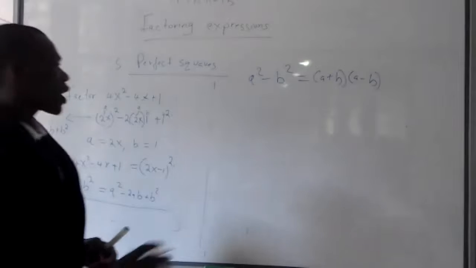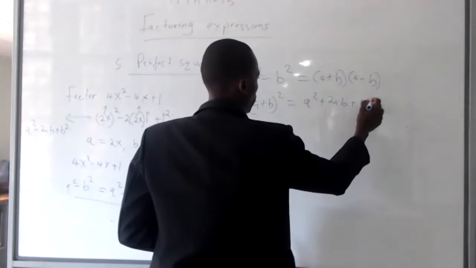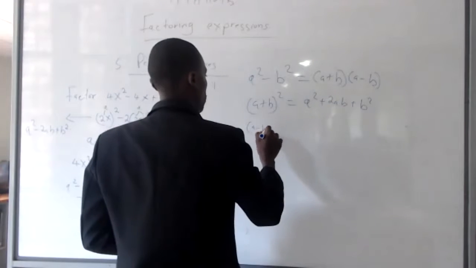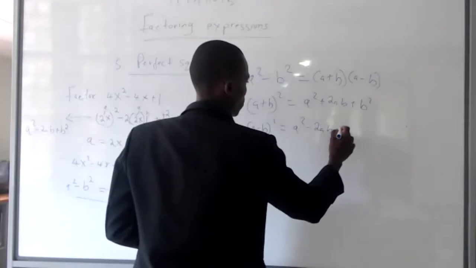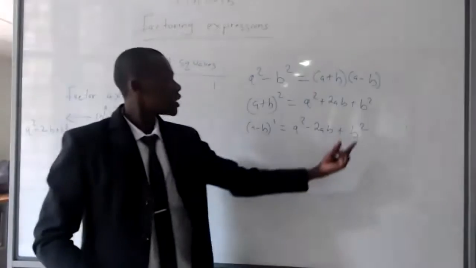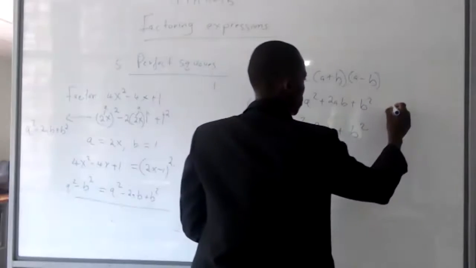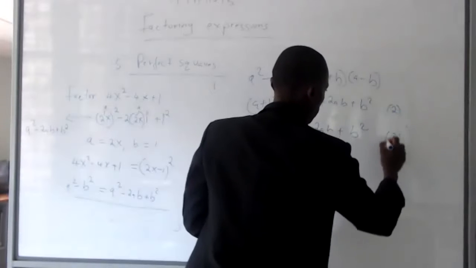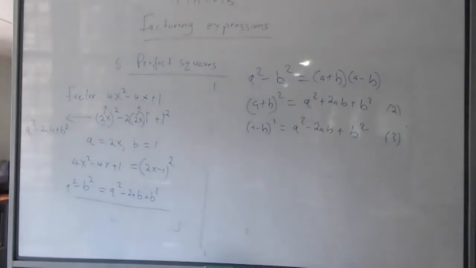And now in perfect squares, we need a plus b squared. This is a squared plus 2ab plus b squared. Then a minus b squared is a squared minus 2ab plus b squared. Oh, I get it now. The expressions that take the last two forms, let me call this 2 and 3, are what we are referring to as perfect squares.